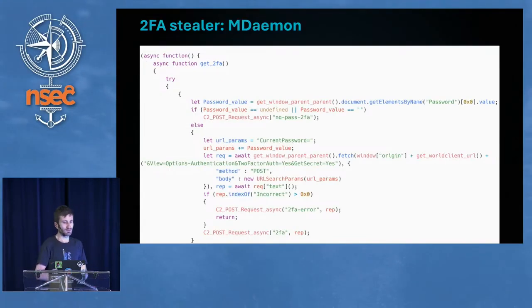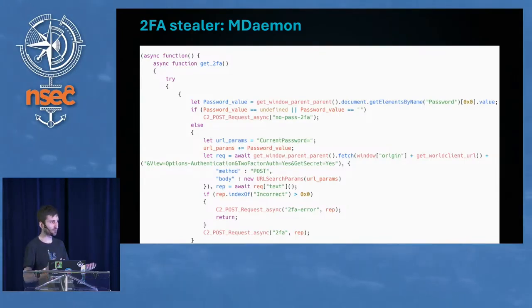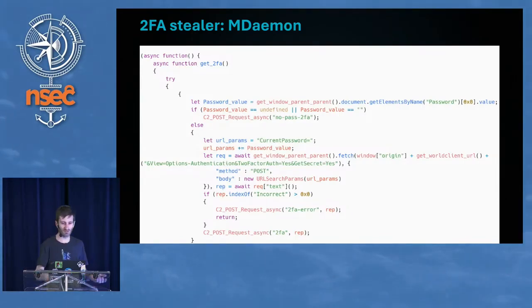More interesting is this 2FA stealer for MDaemon, because actually the script is like an authenticated user, and it can access the QR code containing the token you use to enroll your account in your 2FA application. So they can just steal this QR code or code and use it to generate 2FA codes online. So if they steal credentials and they're able to generate 2FA codes, then they can log in whenever they want to the victim's account.